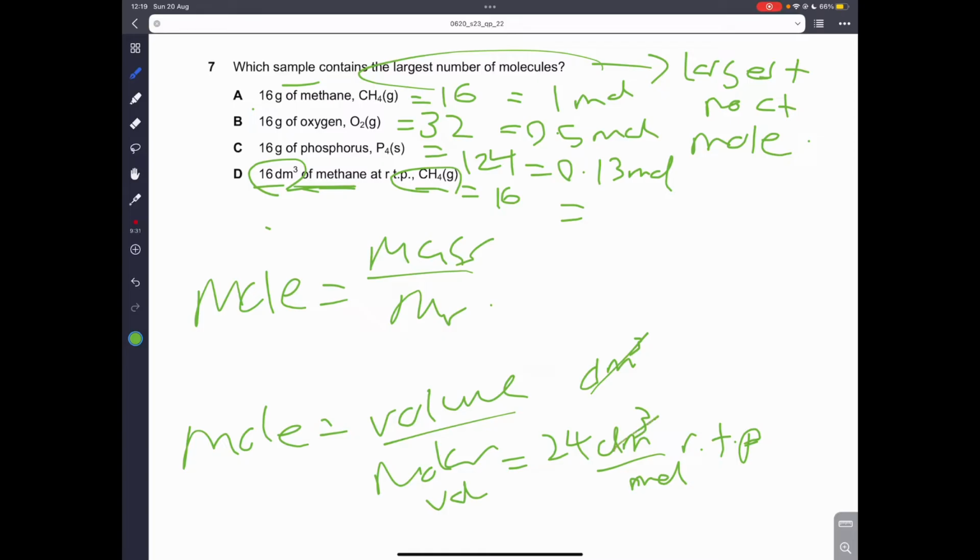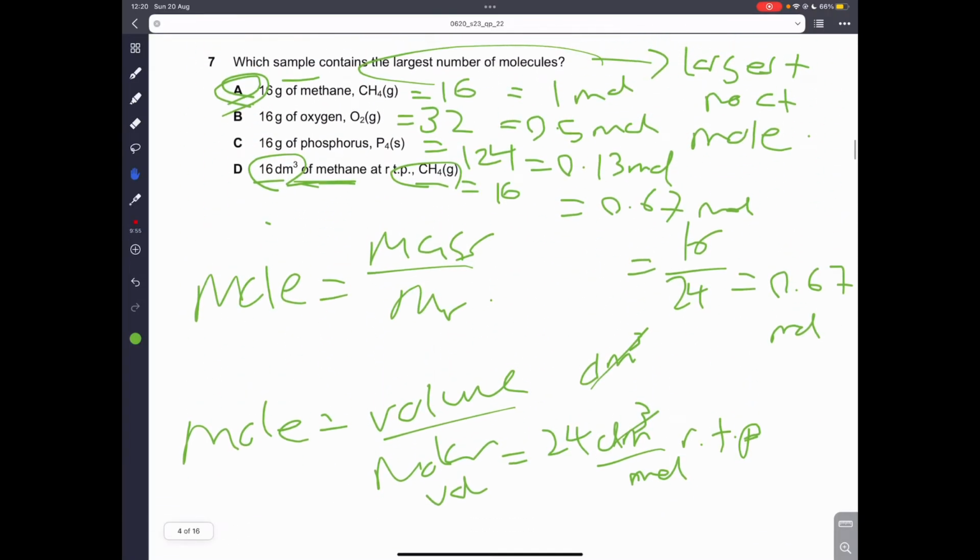So we can get the mole like this. 16 dm cubed divided by 24, we are going to get 0.67 mole. So here we can see that A is the correct answer because it has the most mole in them. So A is the correct answer.